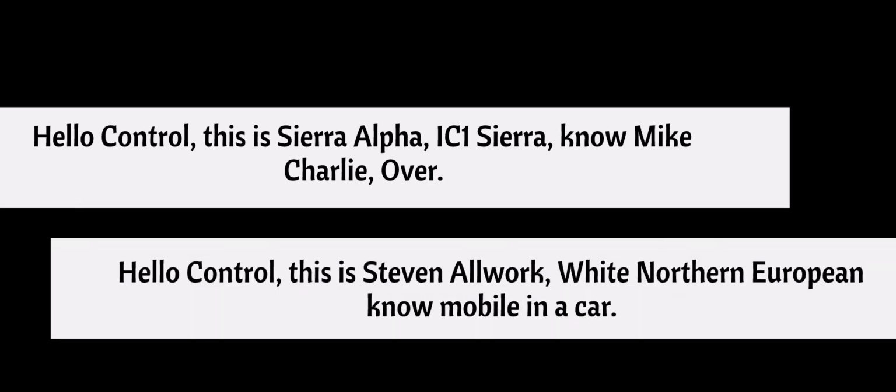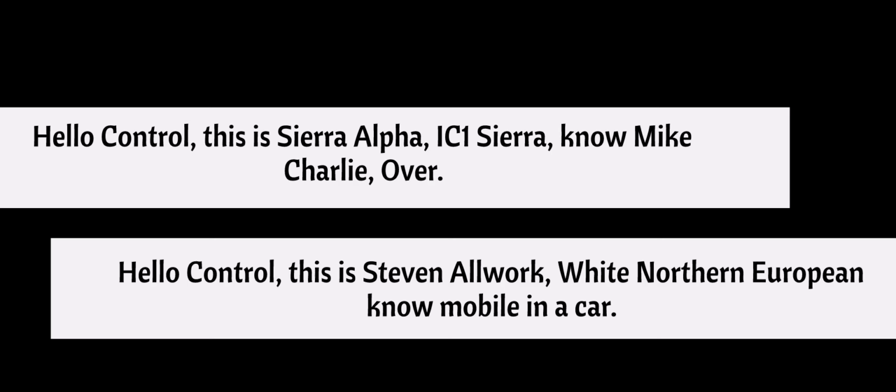Let's have a look at another example of how one would send a message over the radio. Here you can see, hello Control, this is Sierra Alpha, IC1 Sierra, now Mike Charlie, over. So if we now take the codes out, what have we got? We've got hello Control, this is Stephen Orwock, White Northern European, now mobile in a car.